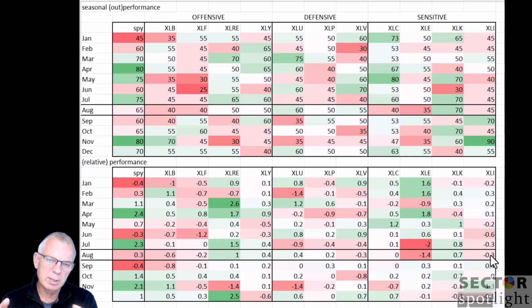So I'm going to put these numbers side by side with the current rotation as we see it on the RRG and see if I can find some matching rotations, especially for energy and technology.